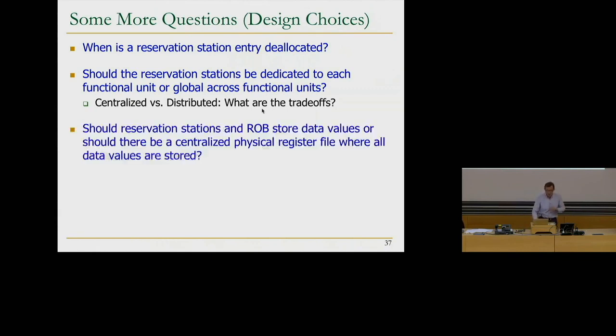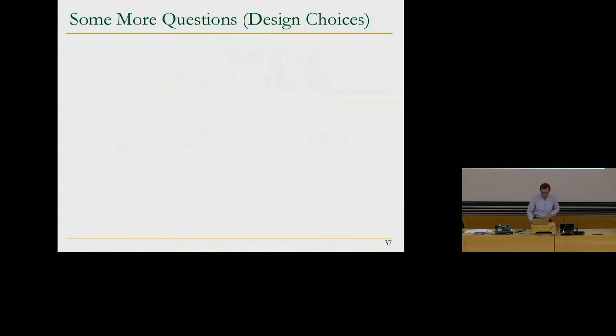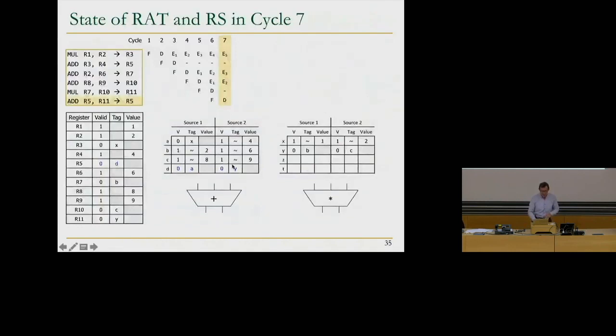Okay, another question. Should the reservation stations store data values, or should there be a centralized location where all data values are stored? This is actually another form of inefficiency. If we go back here, there are lots of values stored here. If you're in a 32-bit architecture, it's 32 bits. If you're 64 bits, it's 64 bits. So you have lots of values in the register file. You have lots of values here, lots of values here, lots of values here.